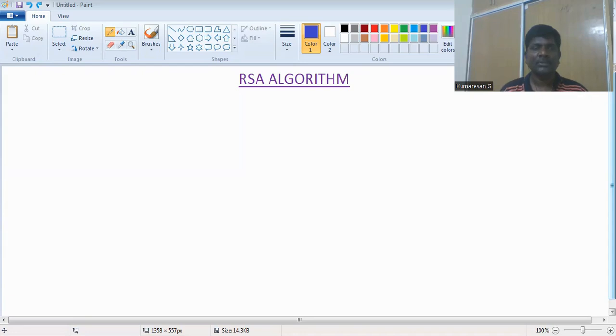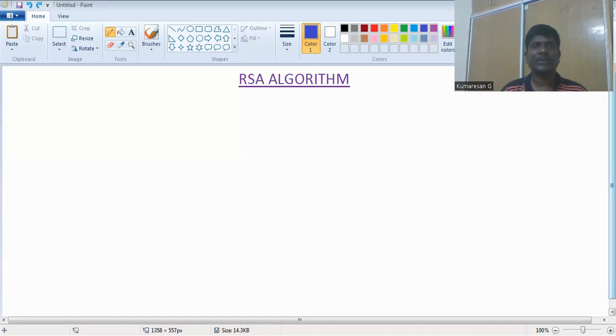Now let's see what is symmetric and asymmetric. Symmetric is all about using the same key on both sides, for example the sender side as well as the receiver side. But in public key cryptography, or asymmetric key encryption technique, we are using different keys, for example a private key and a public key.